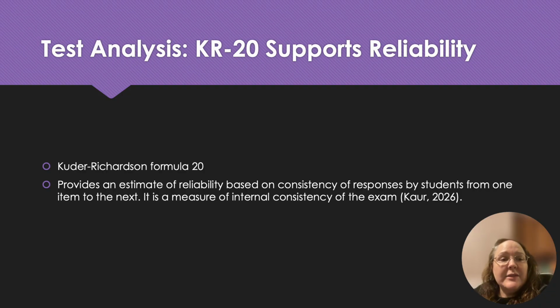Reliability. So the KR20 is the Kuder-Richardson Formula 20. It provides an estimate of reliability based on consistency of responses by students from one item to the next. It is a measure of internal consistency of the exam. So a test is more likely to be reliable if the items are consistently producing similar results because it suggests the test is cohesive and stable. If everyone scored the exact same on a test, the Kuder-Richardson Formula 20 value would be 0. For the reliability coefficient, the higher the reliability value, the more spread the scores are from the mean and the higher the test reliability. So those are some ways that we assure reliability.